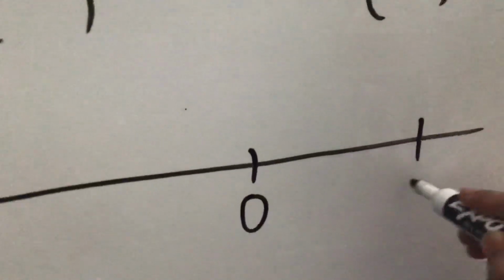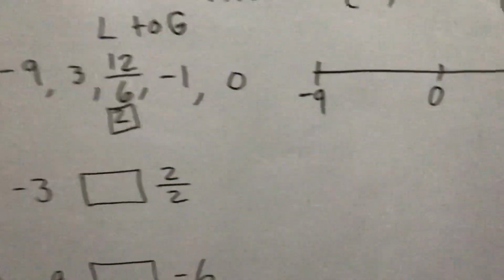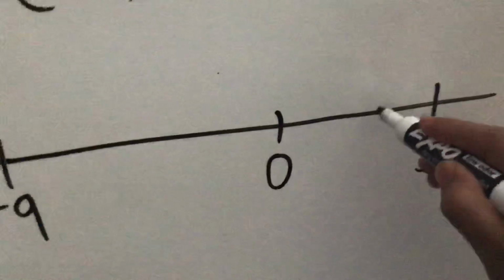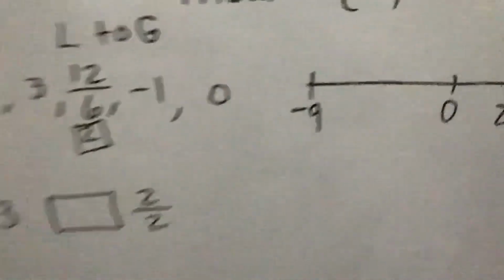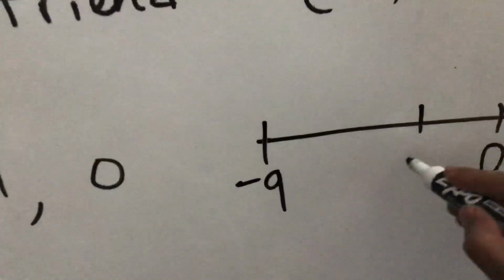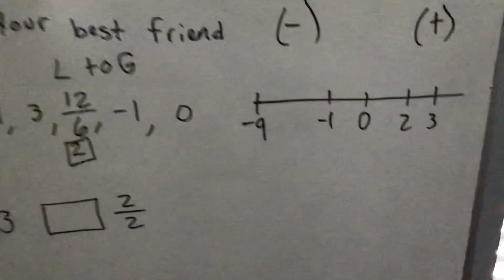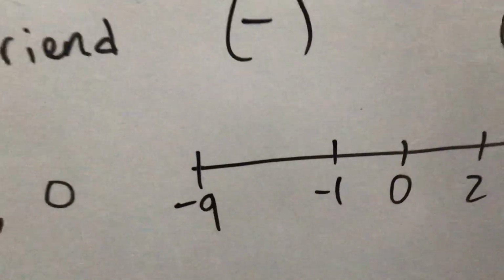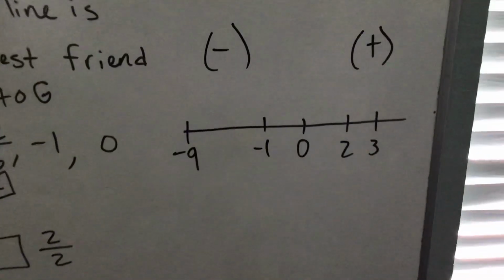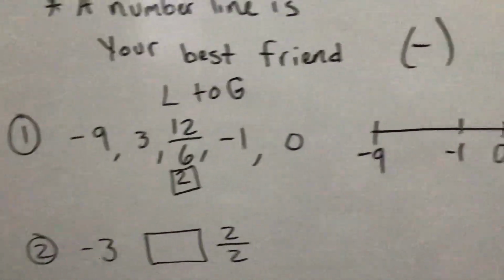We have +3, which is to the right of 0. We have +2, which is to the right of 0. We have -1, which is to the left of 0. And we have 0 itself, so it's good we already had the 0. Those are the 5 numbers we are trying to order, and again, we are going from least to greatest.